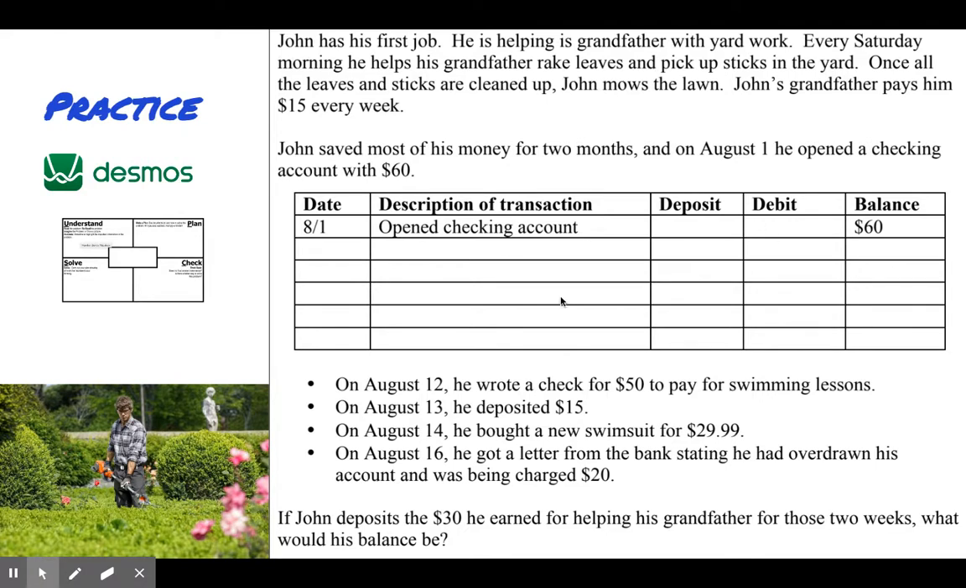So we see it here. We have the date, August 1st, description of transaction. He's opening a checking account, and his balance starts off at $60. Okay? So it's technically a deposit. So $60 is how much he starts off with. On August 12th, he wrote a check for $50 to pay for swimming lessons.